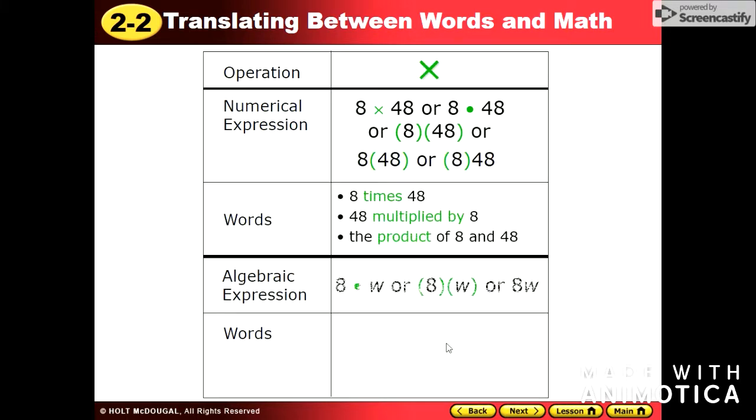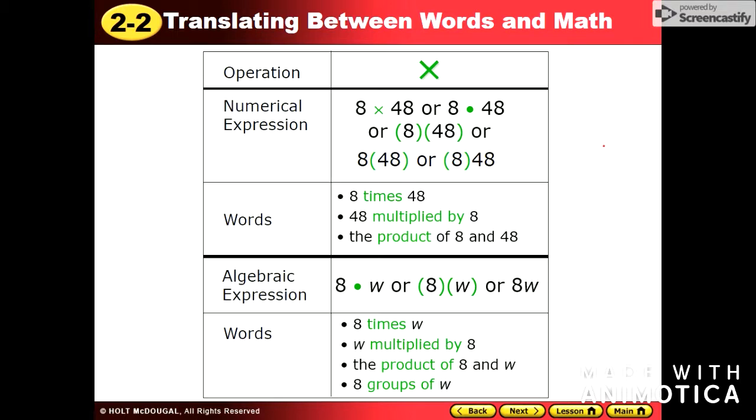Same thing for multiplication. A lot of different ways that we can write multiplication. So with the classic X, or with the dot, or using parentheses, are all different ways that you can write it. Or in the algebraic expression's case, where you smush together the number and the letter. And the keywords that we use are times, multiplied by, and product of. For the most part, you'll also see groups of used when we're talking about multiplication.